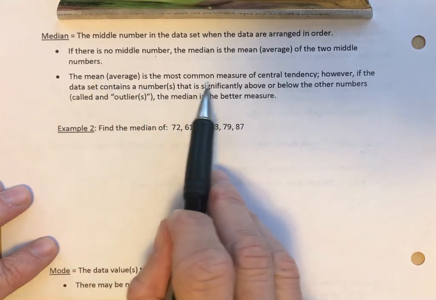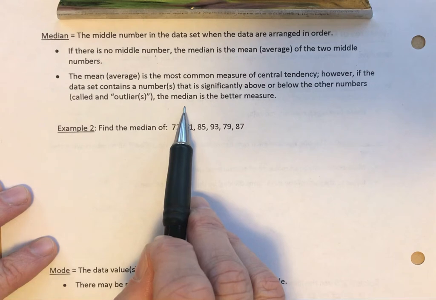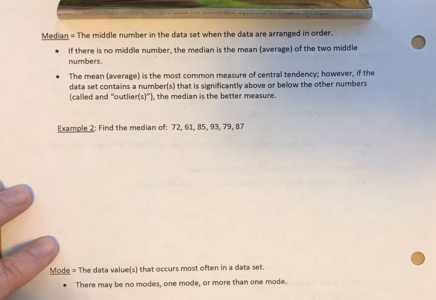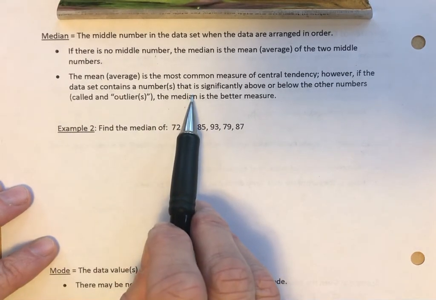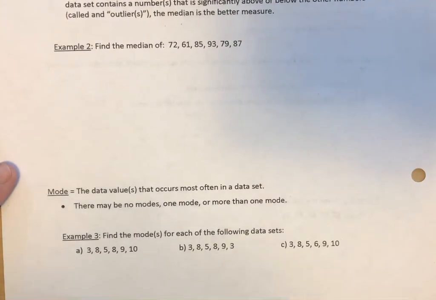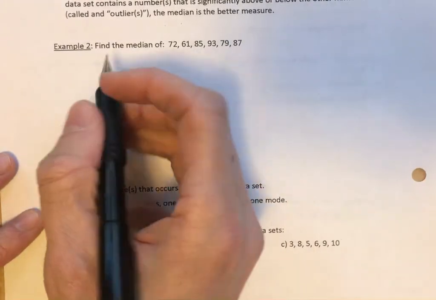Again, the mean is the most common, but if you've got a data point or data points that are really, really different than the majority, then you may find that the median is better because it's not affected by outliers. Example 2 with the median. Find the median of these six numbers, so we've got to put them in order.